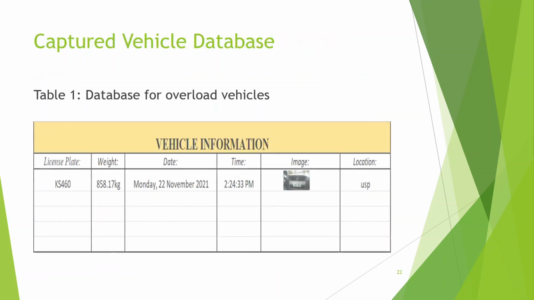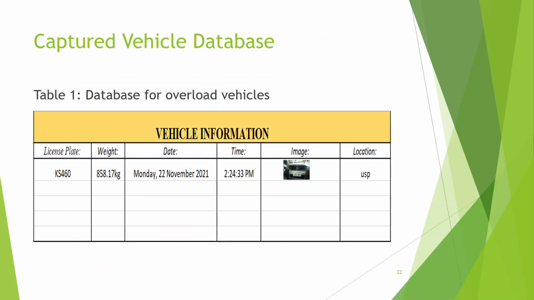Finally, the overweight vehicle database. This is a snippet of the information that was automatically saved by the system into an Excel document ready to send to authorities. As you can see, the weight was recorded to be 858.17 kilograms, which was over the assumed maximum limit of 800 kilograms. Therefore, the vehicle is classified as overweight. The license plate and picture of the vehicle were also successfully captured, and also the location, date, and time.